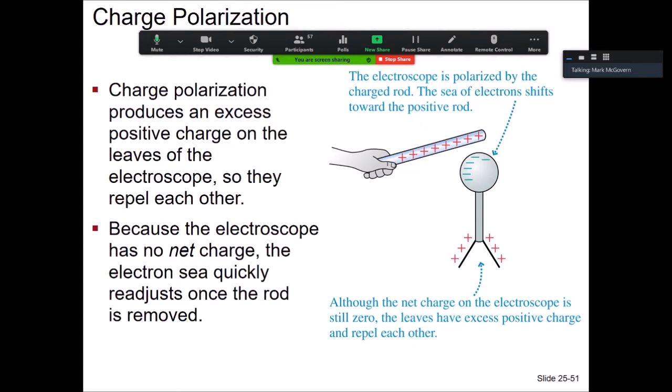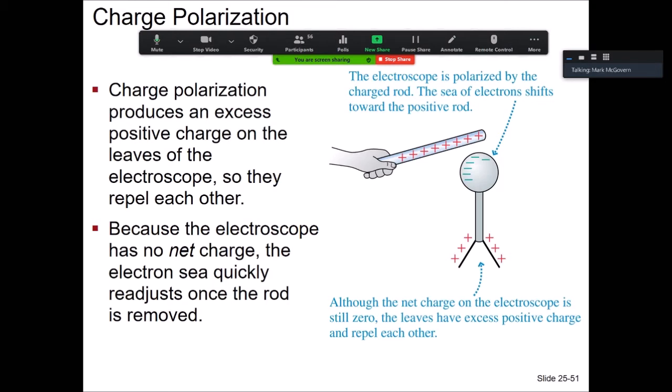In the example of the electroscope, when we bring the positive rod and we put it in close proximity, or in proximity, I should say, close proximity. You can say close proximity. I just said it. I don't think it's really a phrase, whatever. Anyway, maybe you can't. I don't know. I shouldn't be thinking about this.